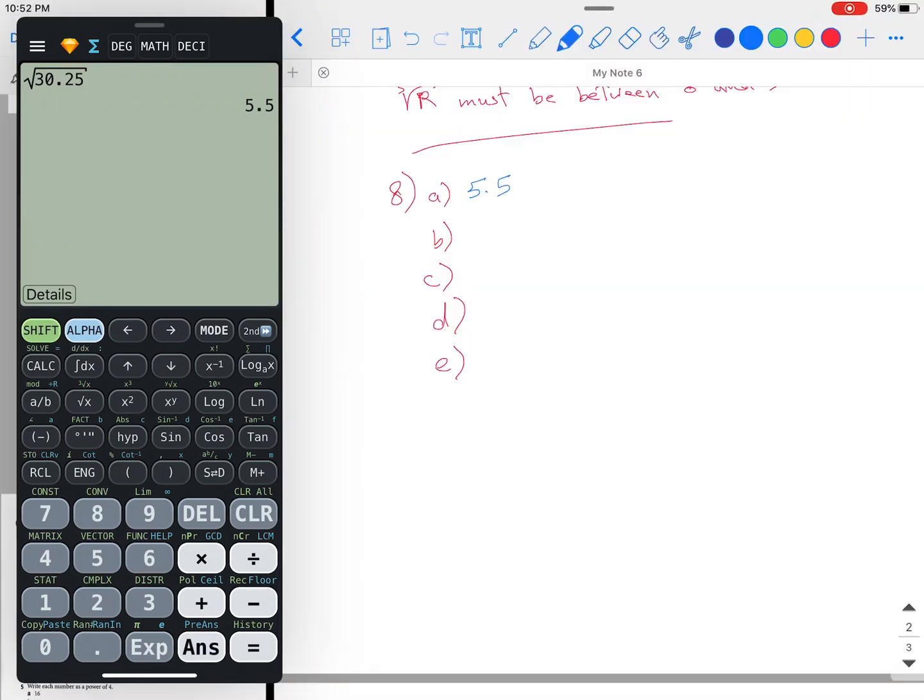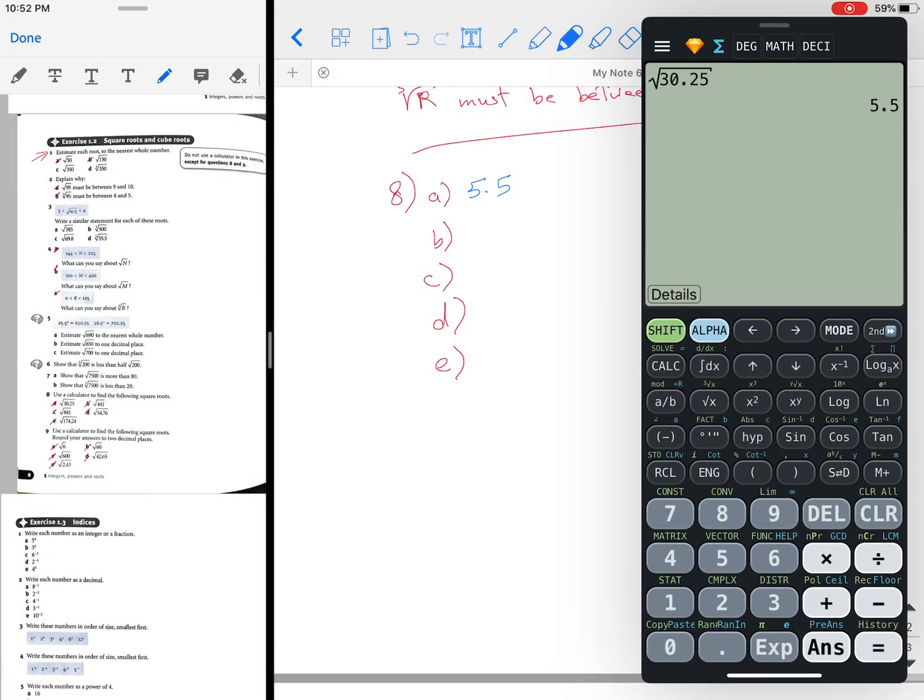Here it's 5.5. Okay, the second one is the square root of 441. So it's 21. So easy. Next one, the square root of 841. So it's 29. Next one, the square root of 54.76. So it's 7.4. And the last one in this question is the square root of 174.24. So it's 13.2.